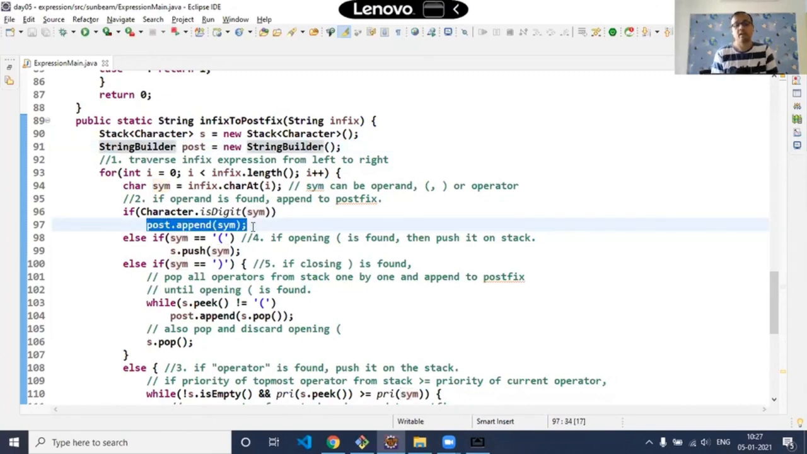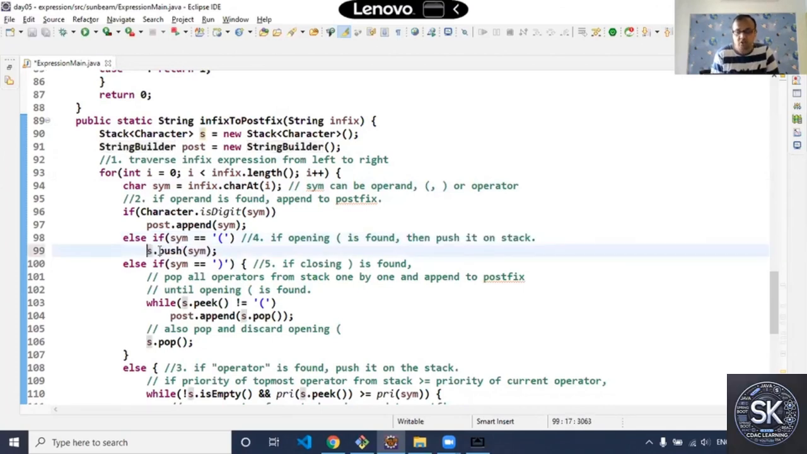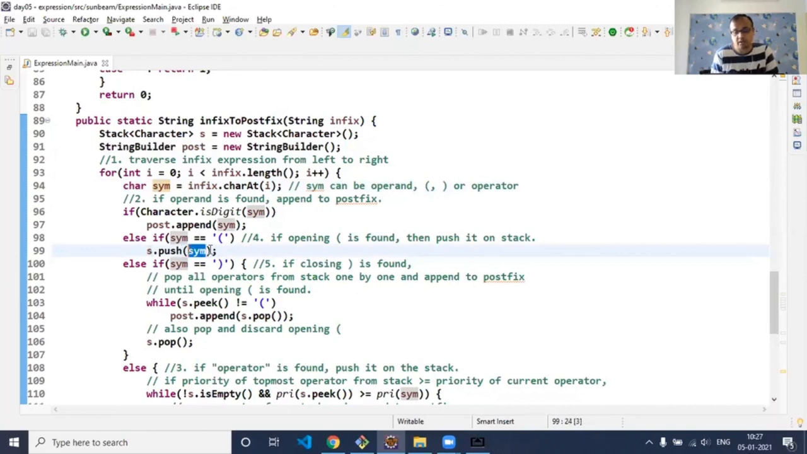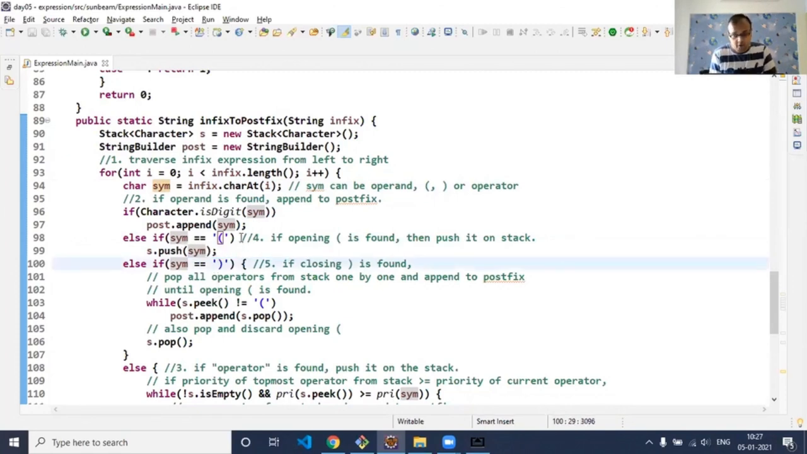That is the first part. If it is an opening parenthesis, our logic says that we have to push it onto the stack. So we simply wrote the code s.push(symbol). Whatever the symbol was, if it was an opening symbol, we quietly pushed it onto the stack. Nothing extra that we have done. You continue further.